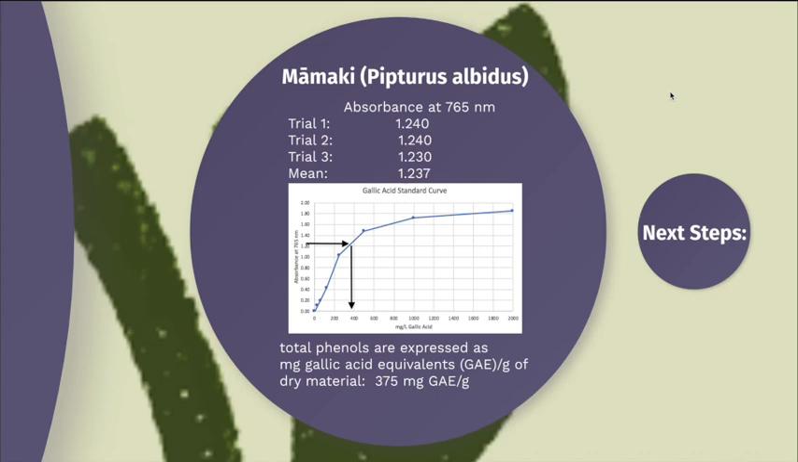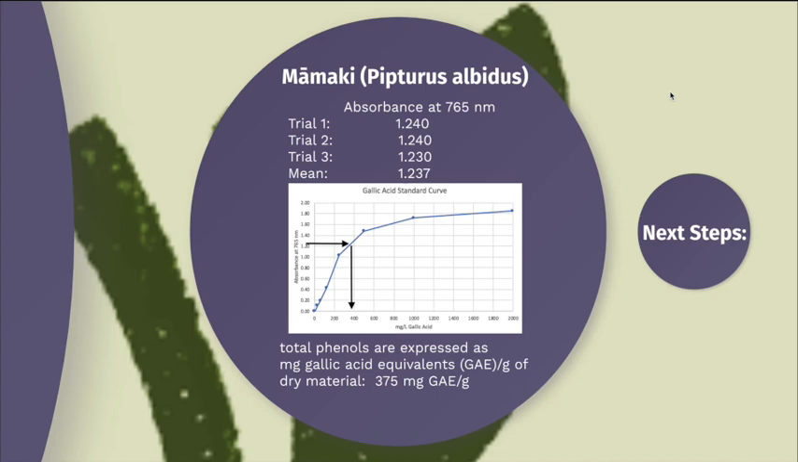So how do we use this to analyze our own data? Here's an example using a dataset that was shared to our Google Drive. In this case, we analyzed the total phenolic content of mamaki leaves. The absorbance values at 765 nanometers are shown at the top of the image. These are the raw data. The mean absorbance is 1.237.